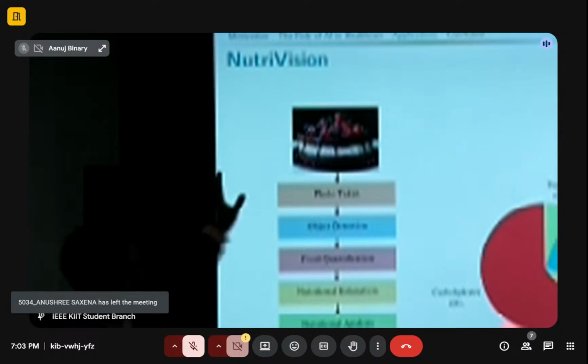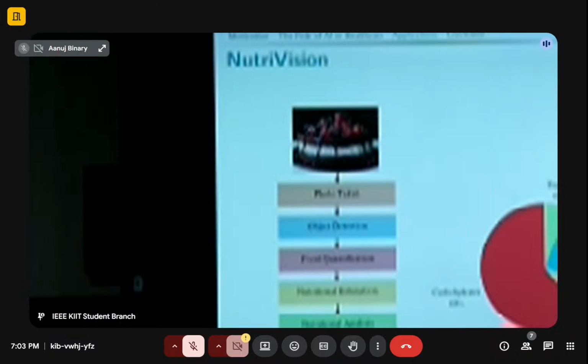I hope many of you have done this work. How many of you know what your healthy diet should be, so that you should not fall sick? So what is our application here? It will do the NutriVision. We have worked on NutriVision 1.0 and NutriVision 2.0.